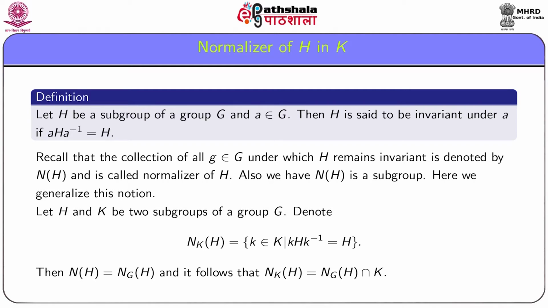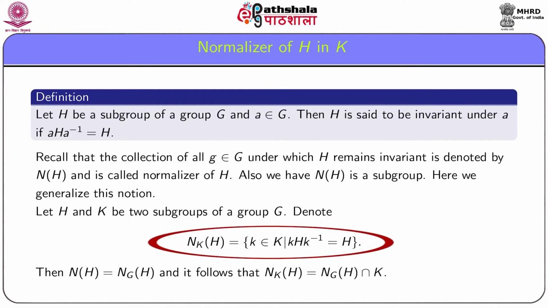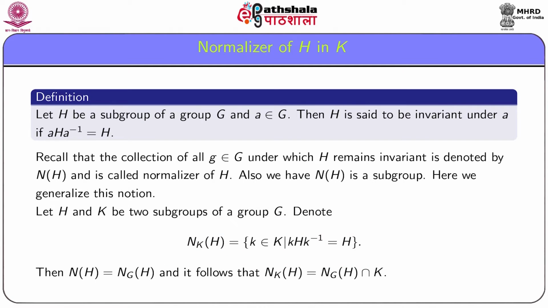Let H and K be two subgroups of a group G. Denote N_K(H) to be the collection of all elements k in K such that kHk inverse equals H, that is, H remains invariant under k. Then it is easy to observe that N(H) is actually N_G(H), and it follows that N_K(H) is equal to N(H) intersection K.